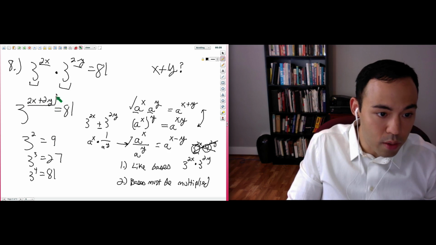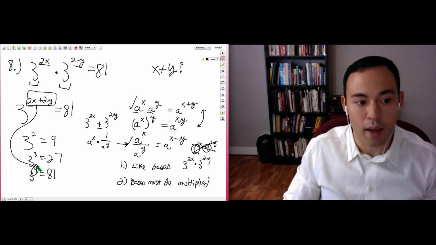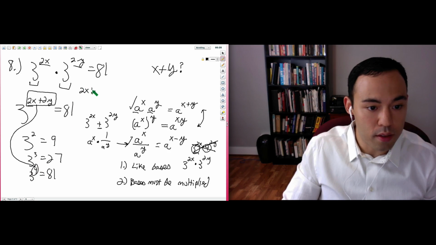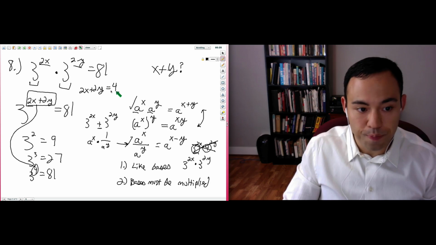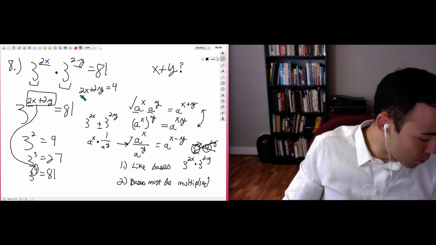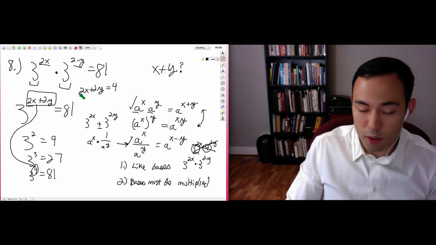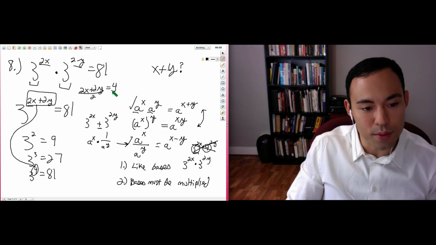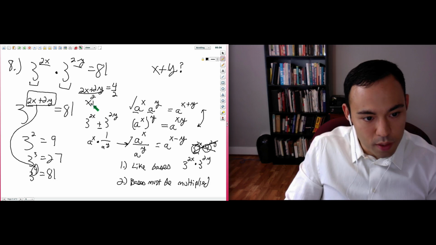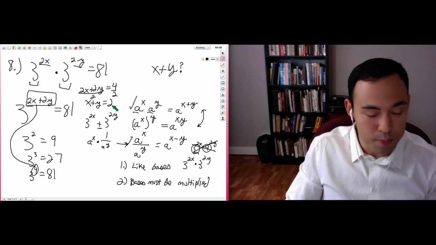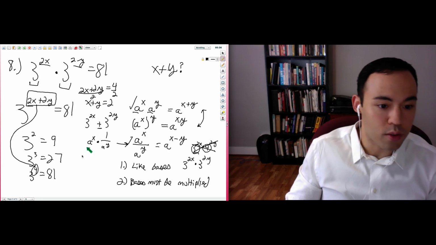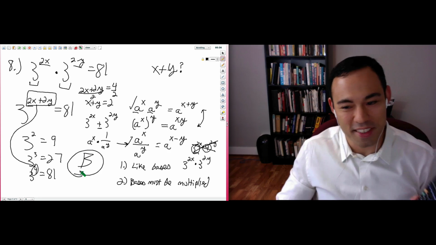And now we know we can set this equal to that. And so we have 2x plus 2y equals 4. And now they want to know x plus y. In order to make the left side of this equation look like x plus y, we need to divide by 2. And then we got x plus y equals 2. And let's see, which answer? That's answer choice B.